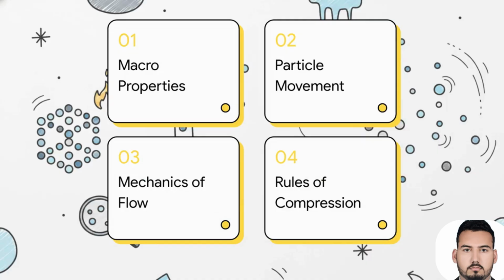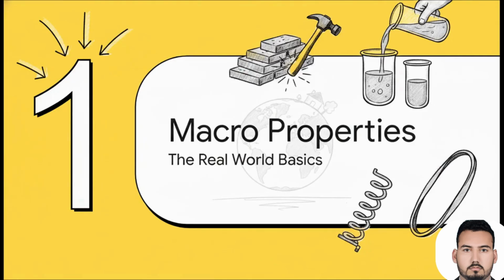So, here is our roadmap for today. We're going to cover: 1. The macro properties of matter, 2. Understanding particle movement patterns, 3. The mechanics of flow, and 4. The rules of compression. All right, let's kick things off with Section 1, Macro Properties of Matter.